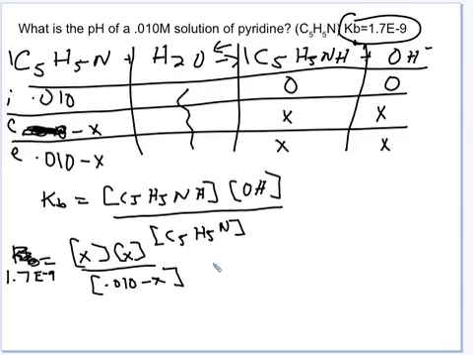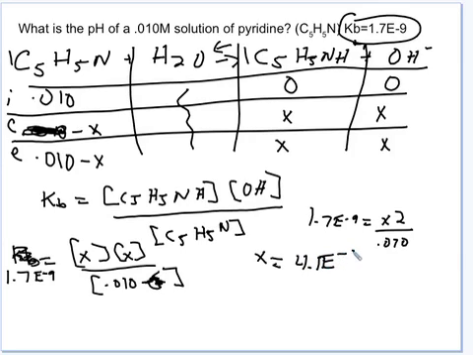Now we can simplify a little bit. You need to listen to this part. Since this Kb is such a small value, we can just disregard this x right here and forget about that. That makes the math a lot easier. Combining what we have on the other side, 1.7 e to the minus 9 is equal to x squared over 0.010. If we solve for that, we get that x equals 4.1 e to the minus 6. That's what x is equal to.